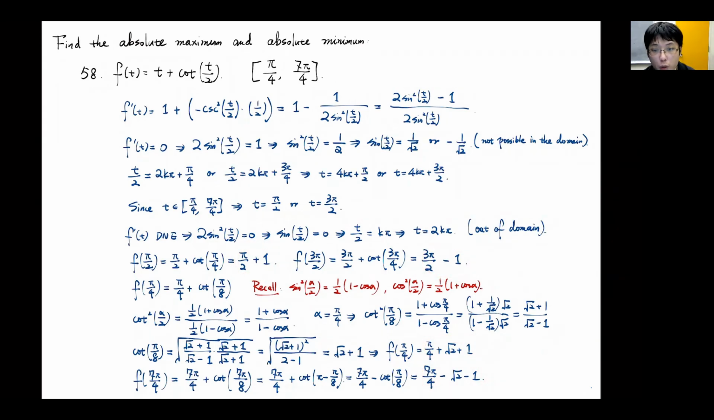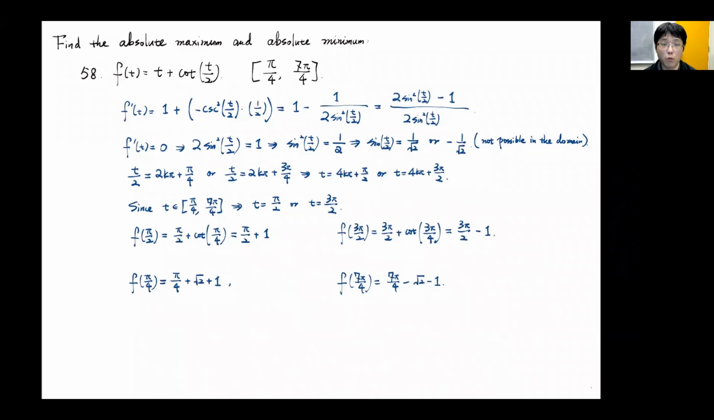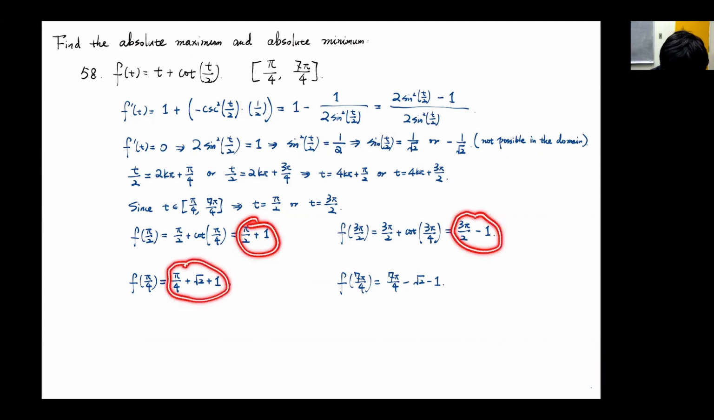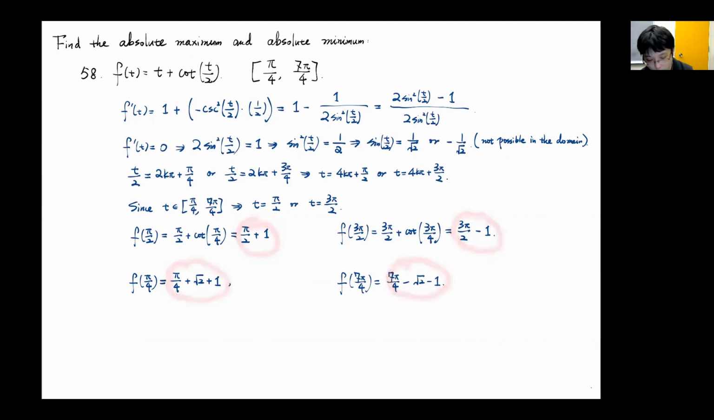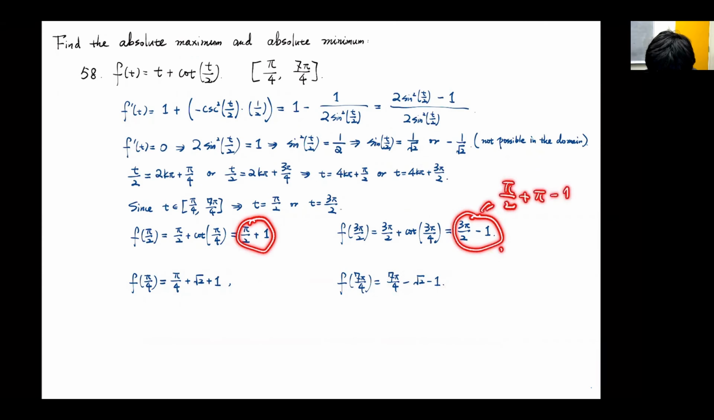Now, let me organize all the results on the next page, because obviously I'm running out of space. So that's actually what we have. I have f of pi over 2, f of 3 pi over 2, f of pi over 4, and f of 7 pi over 4. So now let's do some easy comparisons. First, I can compare these two guys. In order to compare them, I can write the second guy, 3 pi over 2, as pi over 2 plus pi, minus 1.